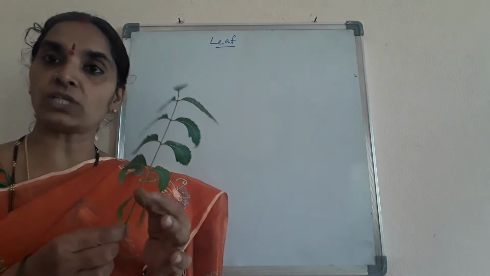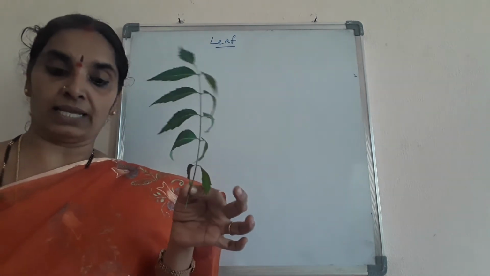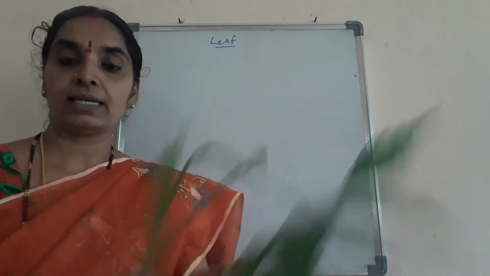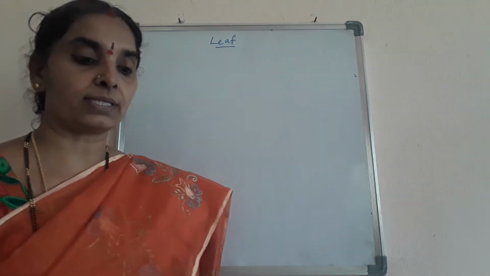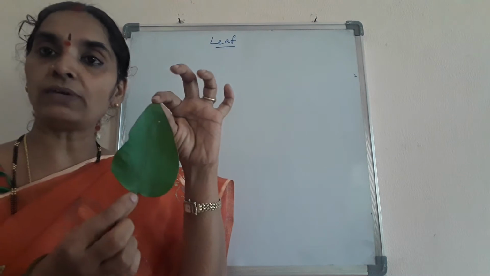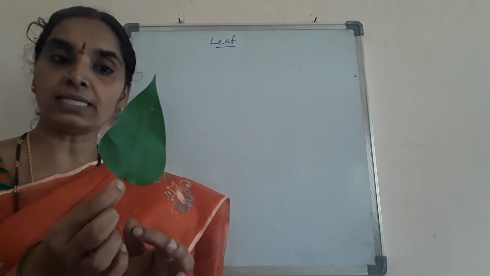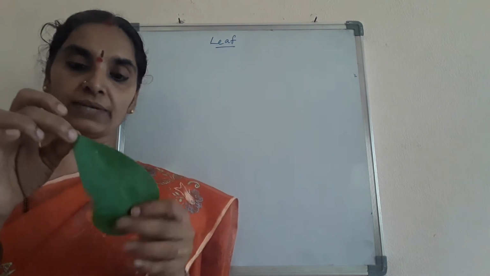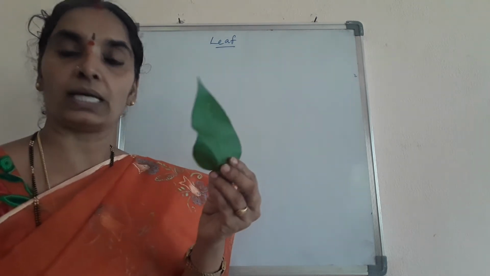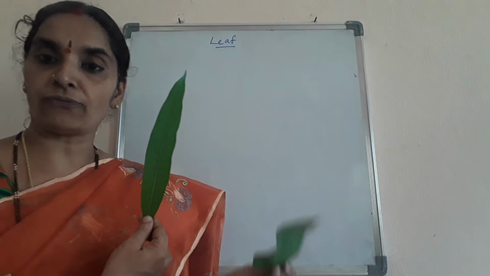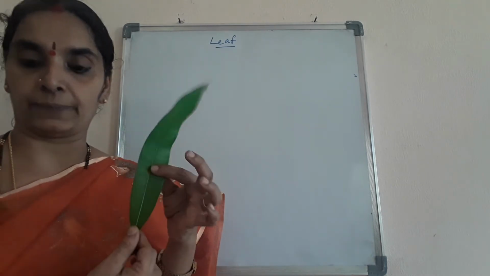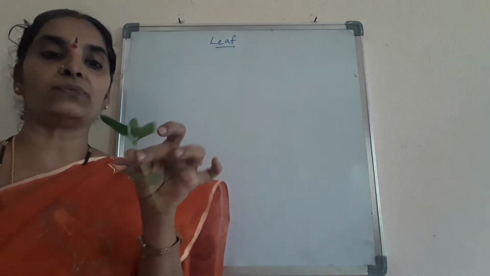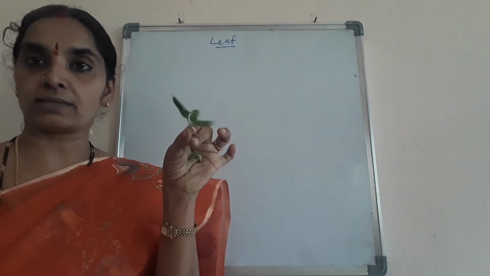So what is this leaf, children? It is a neem leaf, yes. And you can see this is the leaf of grass. Next, I'll show you this leaf. Can you identify what is this leaf? It's a night flowering jasmine, ma. It's a leaf of night flowering jasmine. Hope you might have seen this. And the next one, this one is the leaf of mango. Okay. And the next one, we have already done the experiment with this. This is a tridax leaf.